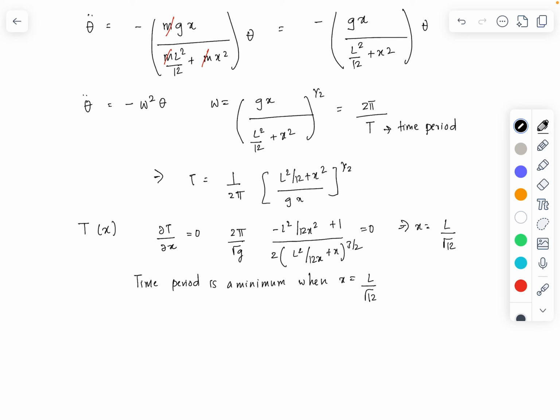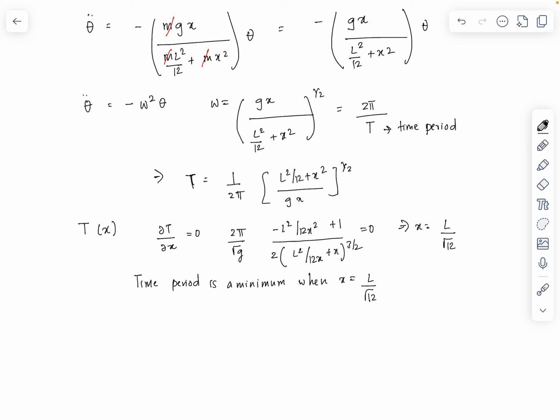So the question also being asked is, what happens if L increases? Obviously, if L increases, the time period is going to increase. And what happens if the mass of the rod changes? It's not going to affect the time period, because the mass is nowhere in the picture in the formula for the time period.